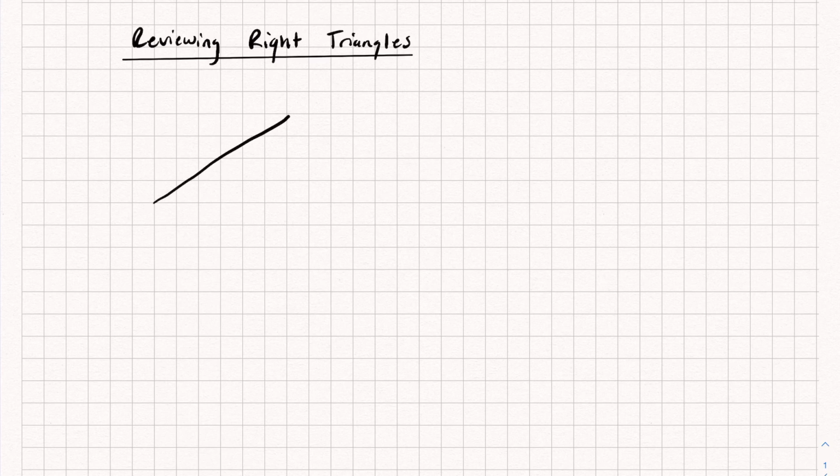Okay, so this first part is going to be on reviewing right triangles, and specifically some important relationships in right triangles when we look at them. To start, I'm going to draw a basic right triangle here. Here's my right angle.